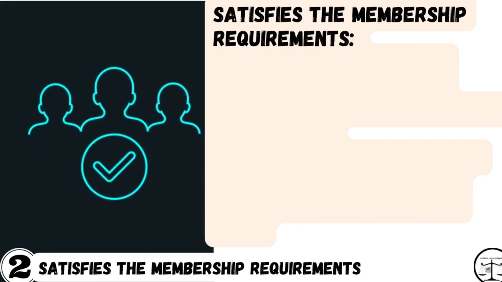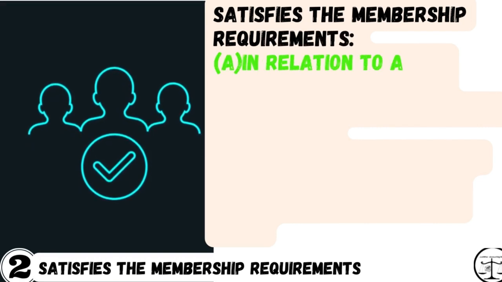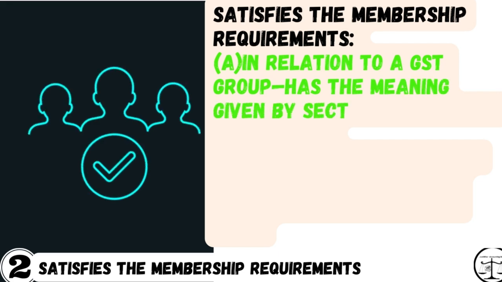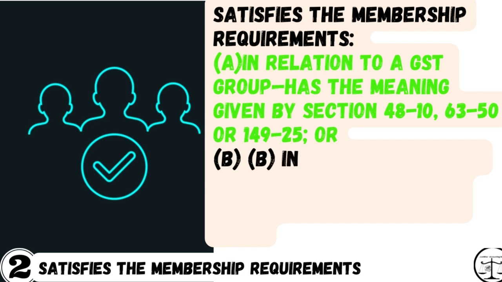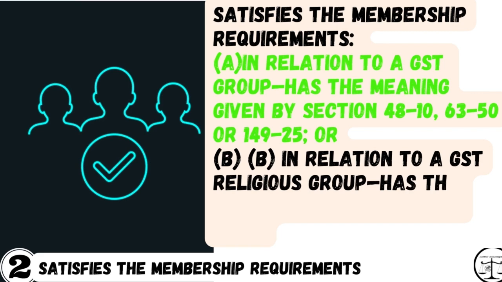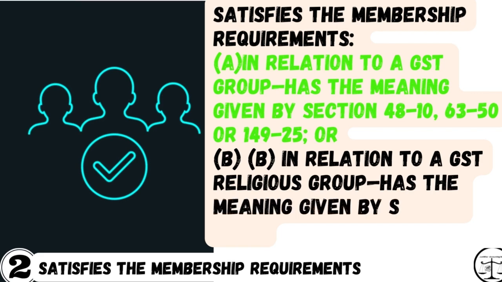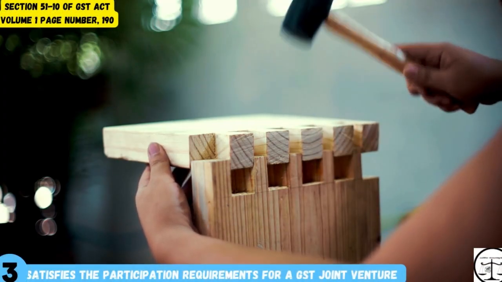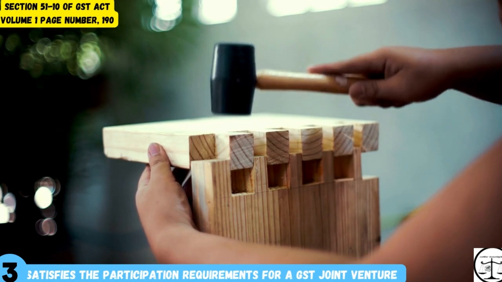Word number 2. Satisfies the membership requirements. A. In relation to a GST group, has the meaning given by Section 48-10, 63-50 or 149-25. Or B. In relation to a GST religious group, has the meaning given by Section 49-10. Next word.